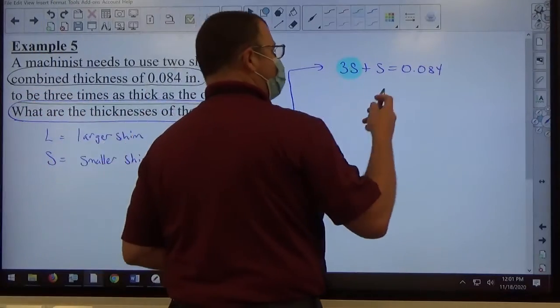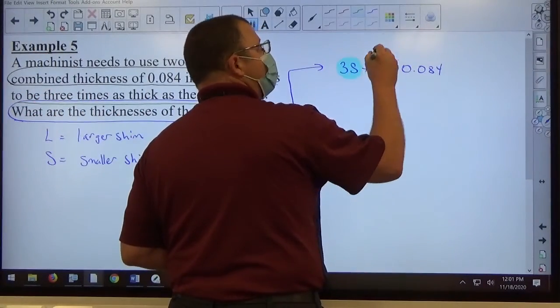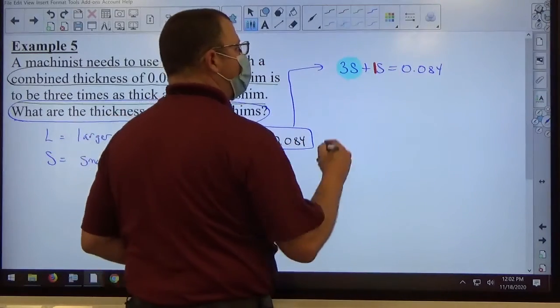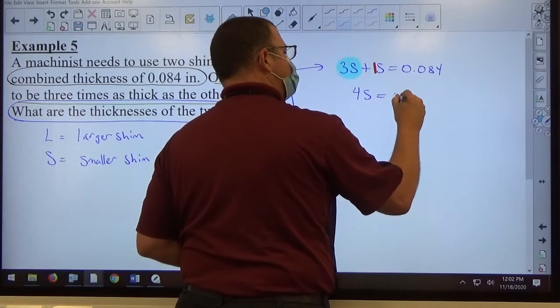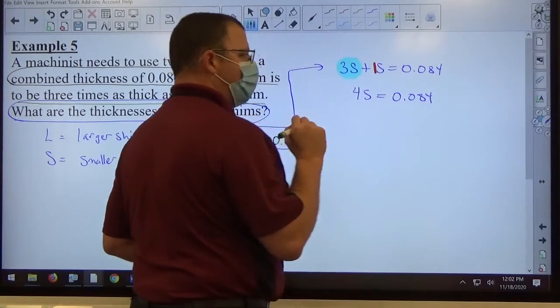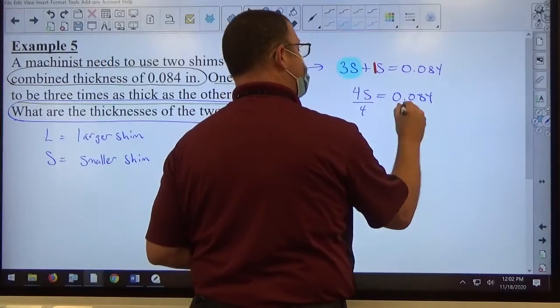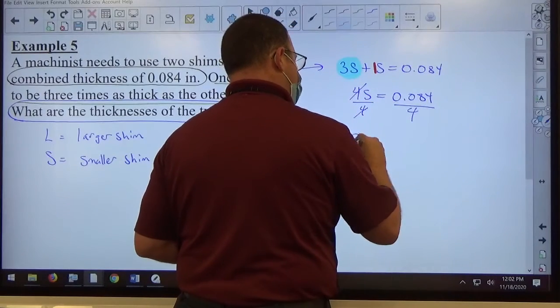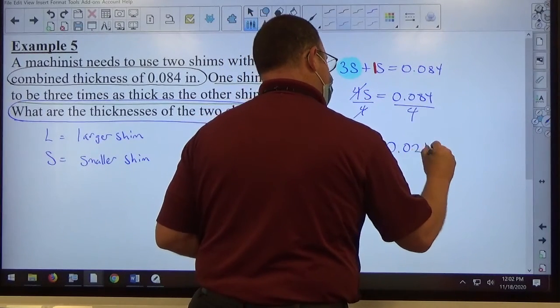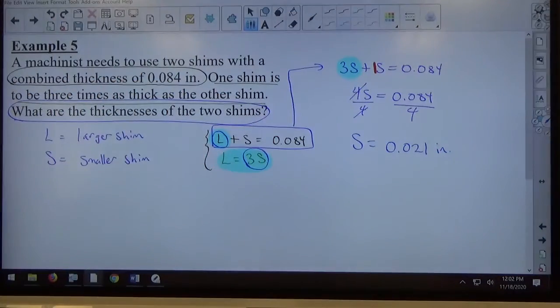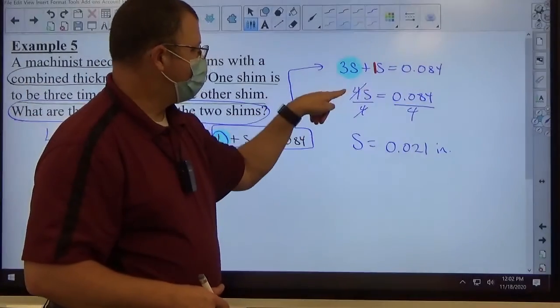So now adding the like terms up, 3s, and this officially is 1s. And 3s plus 1s makes 4s. And then good algebra tells me if 4s equals something, and I want to know what s equals, I divide by 4. So the smaller shim would be 0.021 inches. Feel free to use a calculator, but again, it's just division. The 0.084 divided by the coefficient 4.